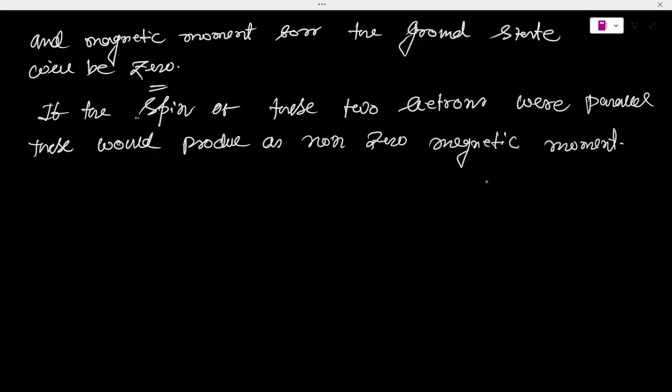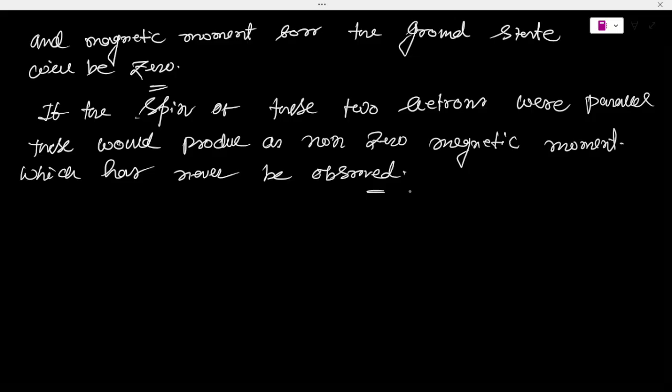This will produce a non-zero magnetic moment, which has never been observed. In an excited helium atom, one electron can be in the first state and the other in the second state. In that case, according to the Pauli exclusion principle, the spins of the two electrons can be parallel, which would give a non-zero magnetic moment, or anti-parallel.